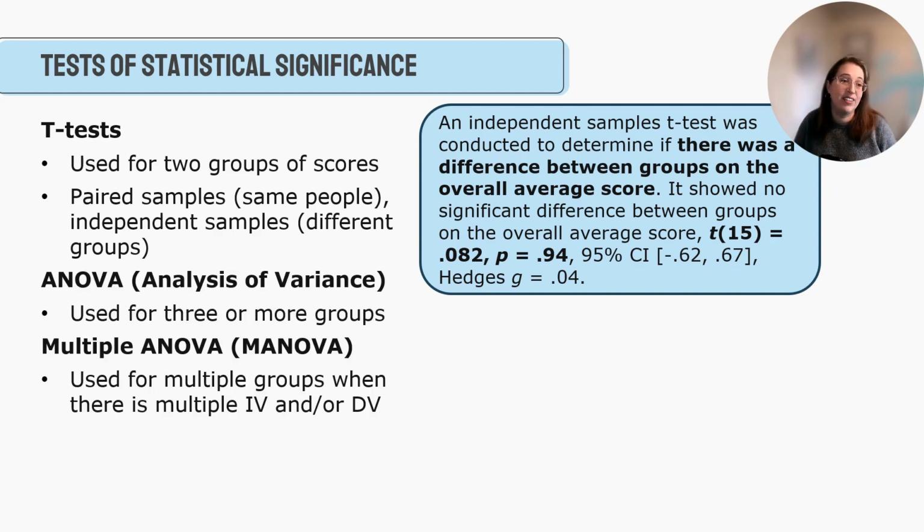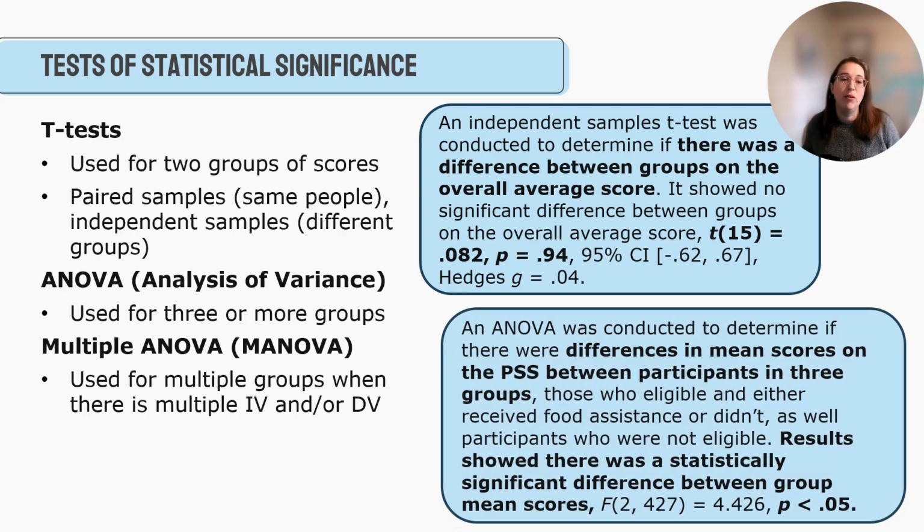ANOVA is the analysis of variance, and that's used when we're looking at 3 or more groups. So that could be individuals who took a pre-test, a post-test, and a second post-test, or it could be 3 different groups. And then we have what's called a MANOVA, which is multiple ANOVA, where you're looking at multiple groups with multiple independent variables and/or dependent variables.